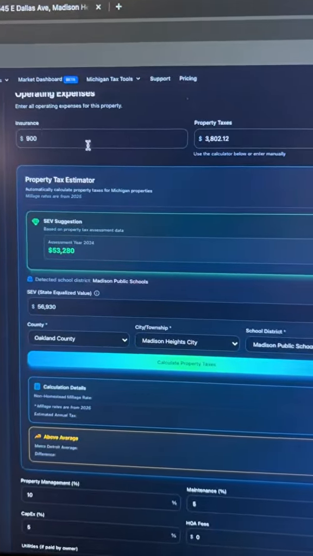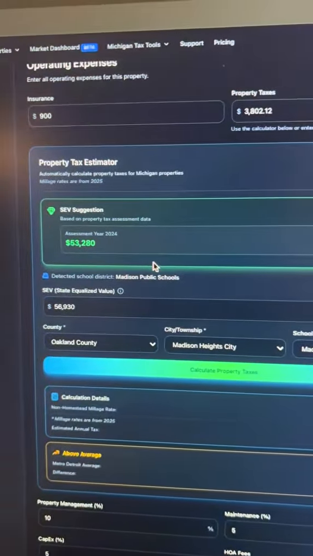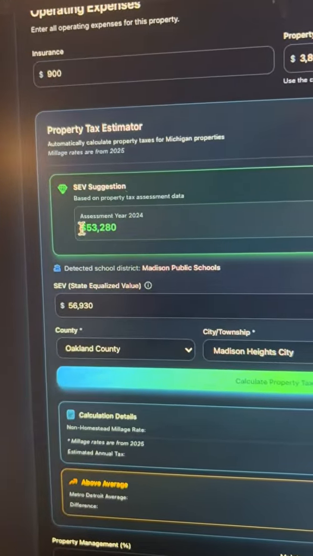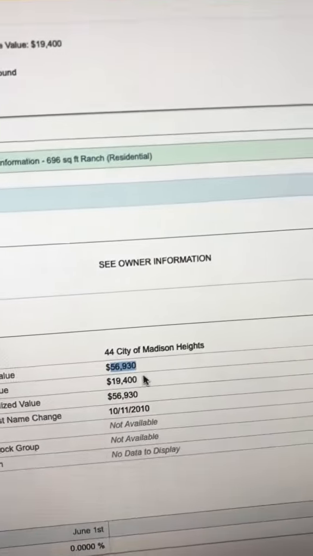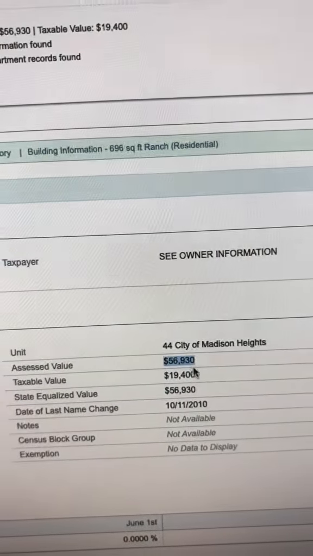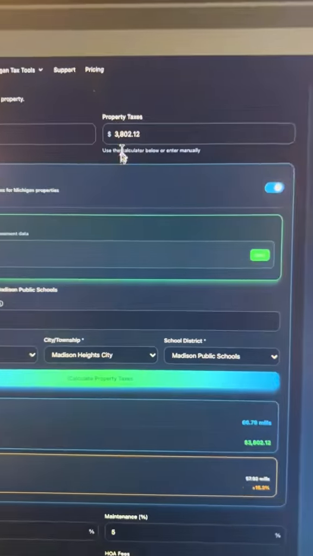So here we're going to calculate our operating expenses and most importantly, our property taxes. So we can calculate them here using this tool, but this value is outdated. It's from 2024. So I went to the Madison Heights BSA site and found that the most updated taxable or assessed value is $56,000. So I used that in the calculation, calculated the taxes, and this is what our number comes out to for the year.